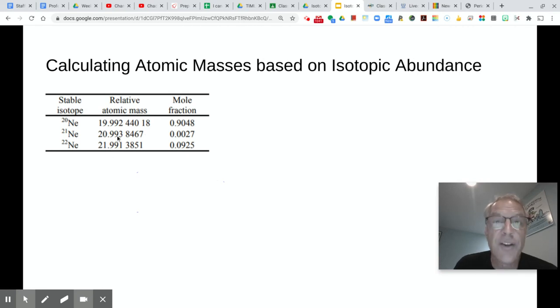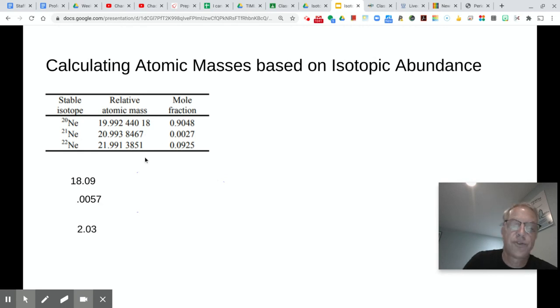So instead of just adding all these up and dividing by 3, it would make sense that if this one contributes much more to the overall mass of neon, if we take a handful of it in nature, it should count for more. So here's how we do that. If you say 0.9048 times this number, this is the number we get. So it's saying that there's a lot of this, and this will contribute to the overall. Then we have this one. The 0.0027 times this, or 0.27% of this number, gets this many grams, and then about 9.25% of this number gets this.